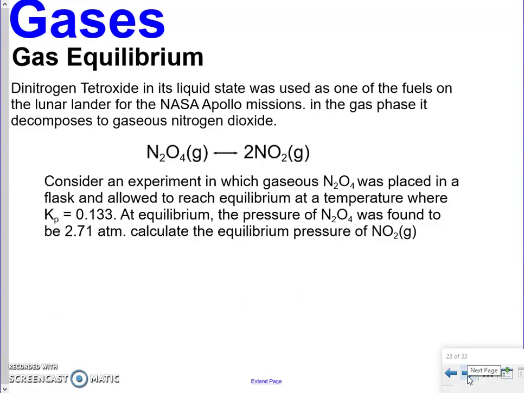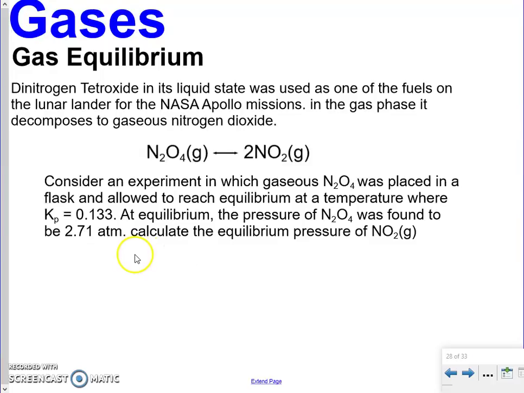Okay, so let's take what we already know about equilibrium and apply it to a gas law problem, a Kp problem. Dinitrogen tetroxide in its liquid state was used as one of the fuels on the lunar lander for the NASA Apollo missions. In the gas phase, it decomposes to gaseous nitrogen dioxide, so N2O4 turning into two NO2s. Consider an experiment in which gaseous N2O4 was placed in a flask and allowed to reach equilibrium at a temperature where Kp is equal to 0.133. At equilibrium, the pressure of N2O4 was found to be 2.71 atm. Calculate the equilibrium pressure of NO2.